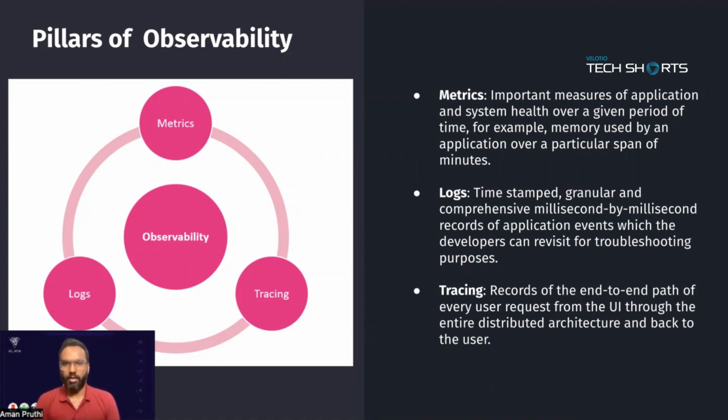Second is logs. Logs are nothing but timestamped, granular, comprehensive, millisecond by millisecond records of application events. We have all been through system logs or application logs. They all come under logs. And the third part is tracing. Tracing is nothing but the end-to-end path of every user request, right from your front end to back end to DB and then back. That's typical in a three-tier architecture. That is what generally happens. So that is what tracing is.